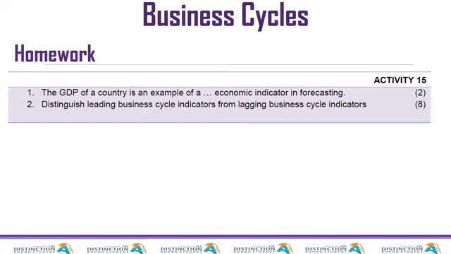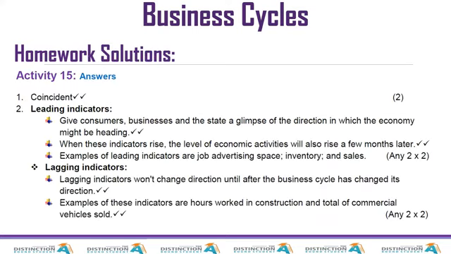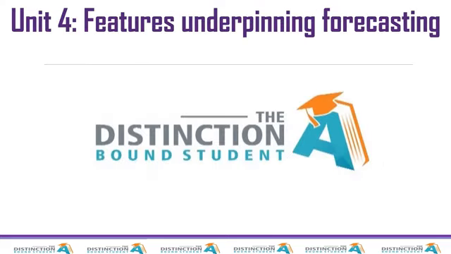So as usual, we start with our homework. This is what I gave you in the previous lesson. The GDP of a country is an example of a dash economic indicator, and then distinguish leading business cycles from lagging. So this one was an easy one. I'm just going to show you the answers, and then you can mark yourself. All right, so you can pause the video. I'm not going to wait for everything.